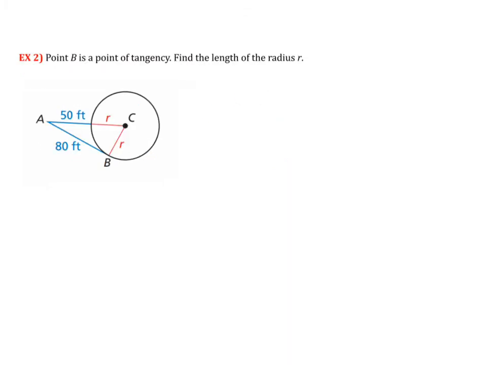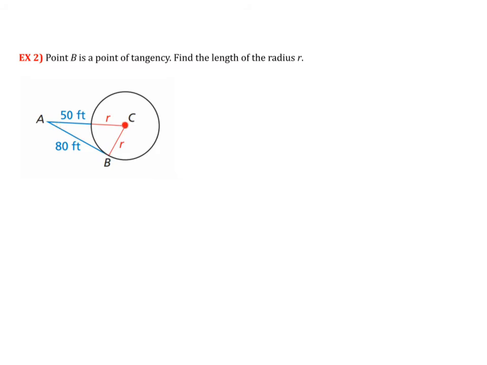All right, let's take a look at another example. So in example 2, they tell us that point B is a point of tangency. What they want us to do is find the length of the radius r. So here's r, here's another r. Again, all radii are congruent. Now, when we're looking at this picture, there's a few things that we need to know in order to figure out how to get started.